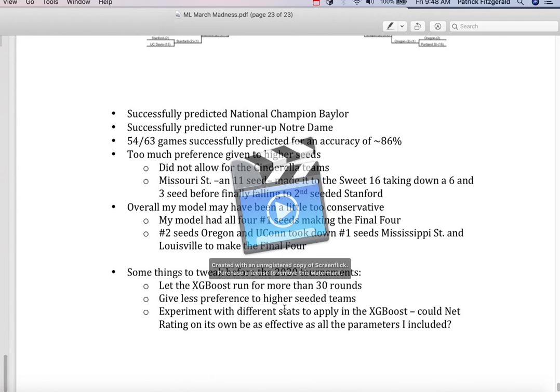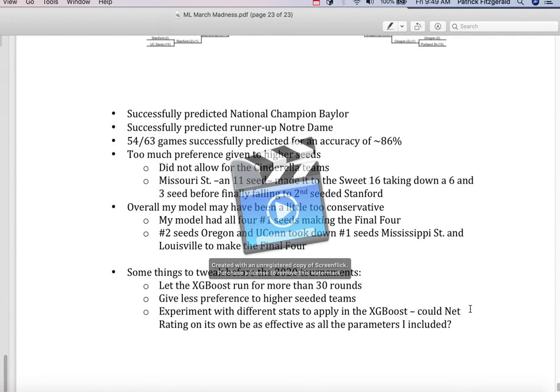Again, it's one of those things, it's a pretty safe bet that a 1 is going to beat a 16, or a 2 is going to beat a 15. That being said, as you get further and further towards the national championship, maybe you have, like Missouri State, an 11 seed is going to take down a 6 and a 3 seed, and just looking for ways to sort of factor that into my model, and then experiment with different stats to apply in the XGBoost. So I used my advanced statistics, which I showcased at the beginning of this. That being said, I feel like net rating on its own could possibly have been as effective as all of the parameters that I included.